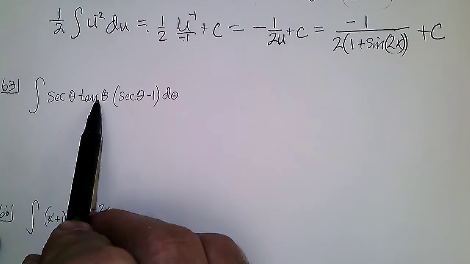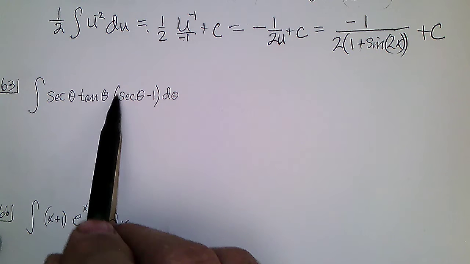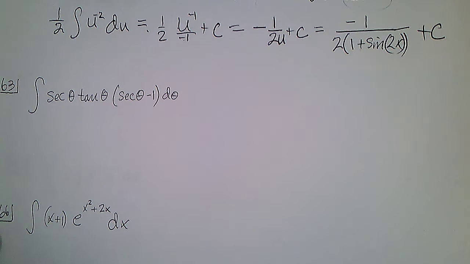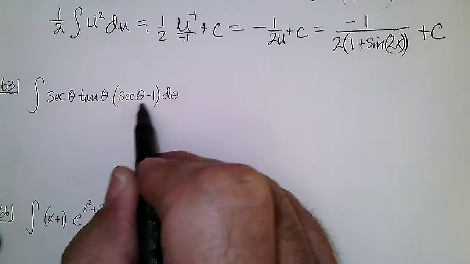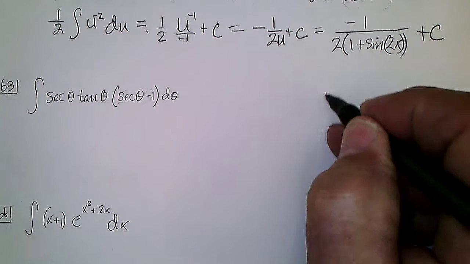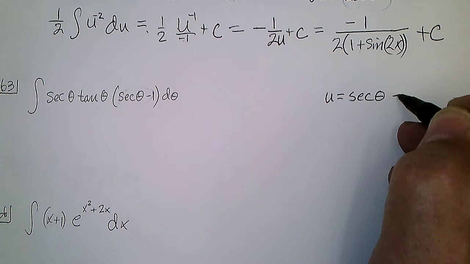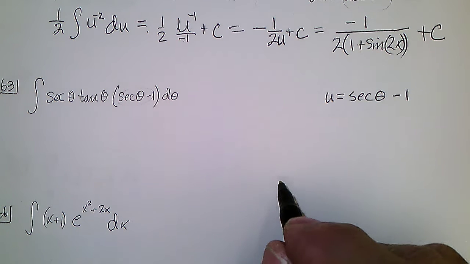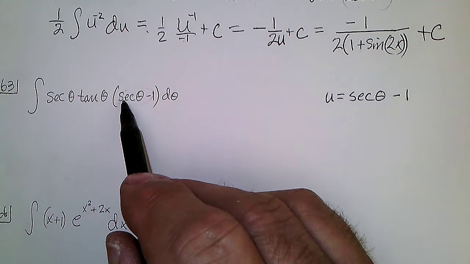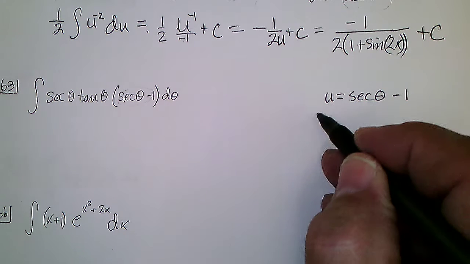Well, integral of secant tangent, that's the derivative of secant. But just what times this? So this is a little strange here. But we might try just letting u be secant theta minus 1. Let's let u be secant theta minus 1. So the derivative of secant is secant tangent. And the 1 is going to be 0. So this might work out pretty well.